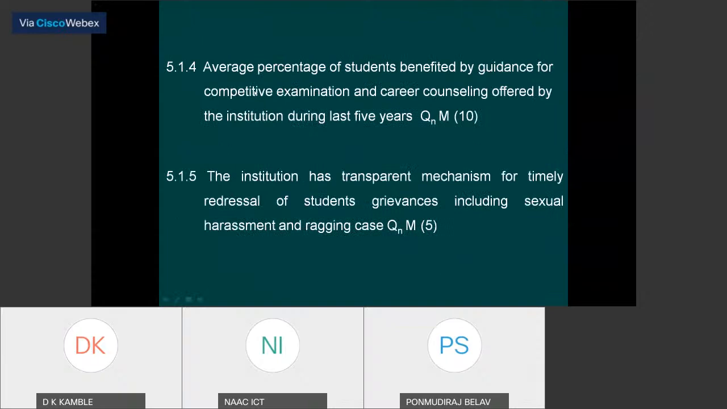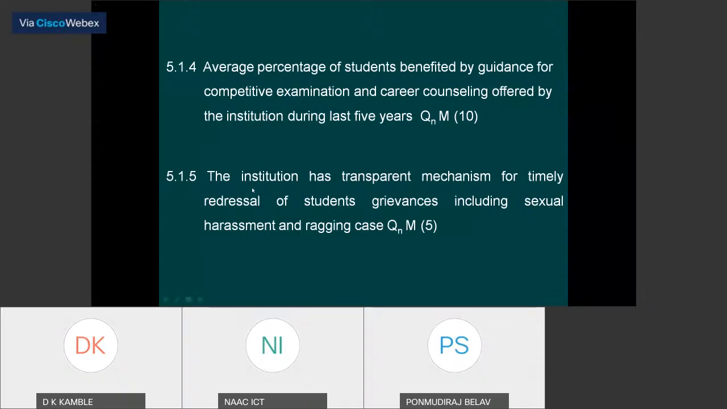Then average percentage of students benefited by guidance for competitive examination and career counseling in the institution. How many students got this facility for competitive exams or guidance, career counseling? For that, how many times did the institution conduct a special lecture or special class? That record is required: brochure, circular, or any resource person who visited the institution and gave the special lecture. That record is required for the review purpose of DVV.